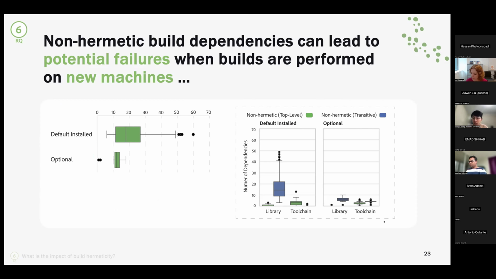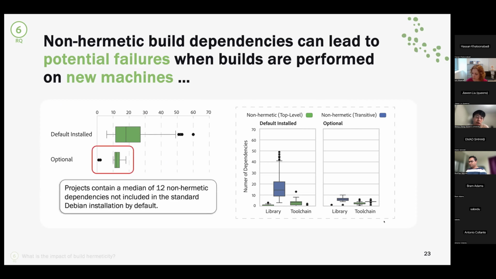This figure shows the number of dependencies that are included or not included by default in a standard Debian installation. We found projects contain a median of 12 non-hermetic dependencies that are not included in a standard Debian installation. This means if you perform the build on a new machine, and you do not install these non-hermetic dependencies manually or through a script, there is a high risk your build will fail.